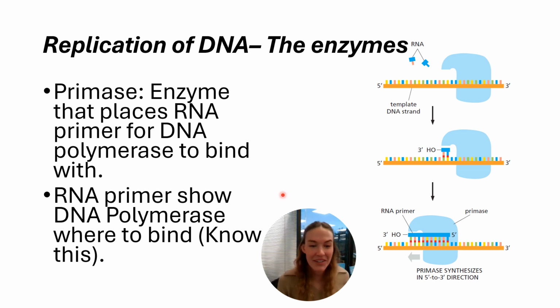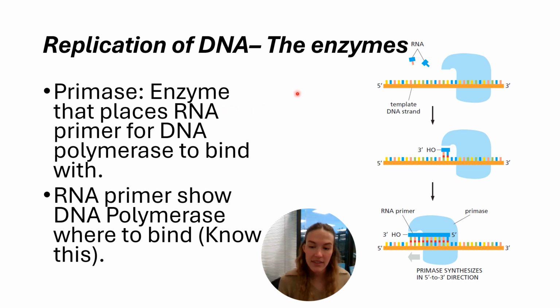Okay, now here is another fun enzyme. This is primase. Primase is an enzyme that places an RNA primer for a DNA polymerase to bind with. This is not a typo on the screen. Yes, it places an RNA primer. And this is in part because primase is an RNA polymerase. So what does that mean? It actually only recognizes RNA nucleotides.